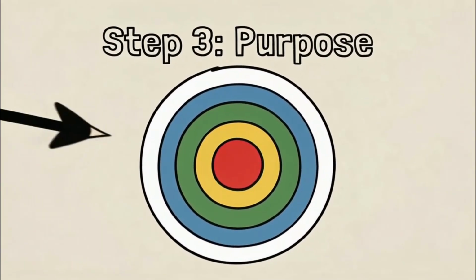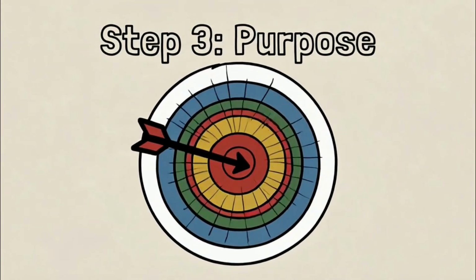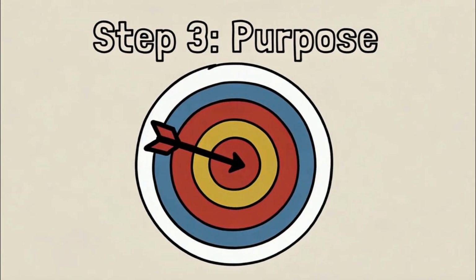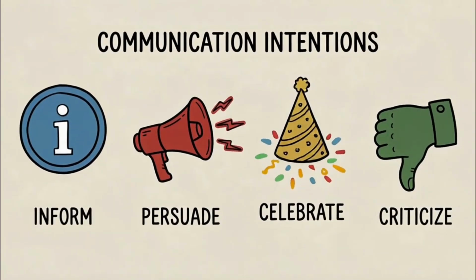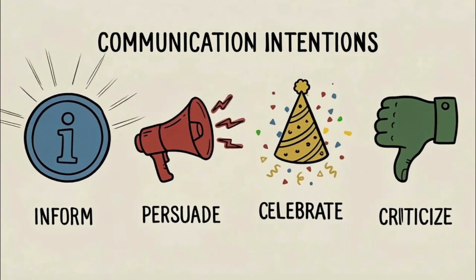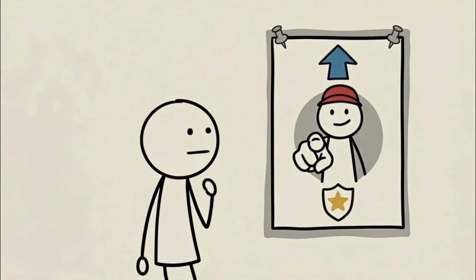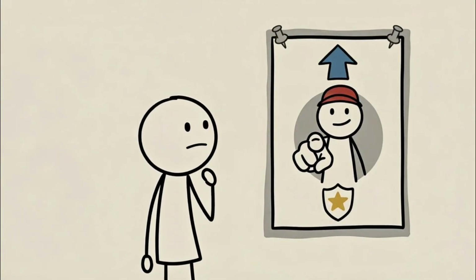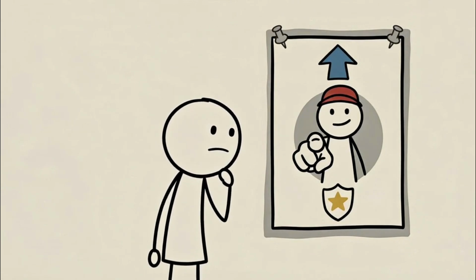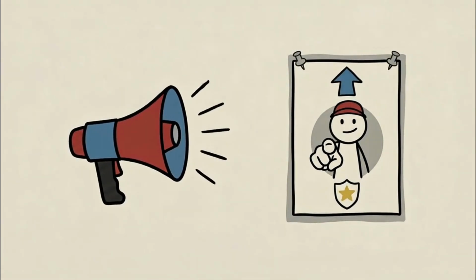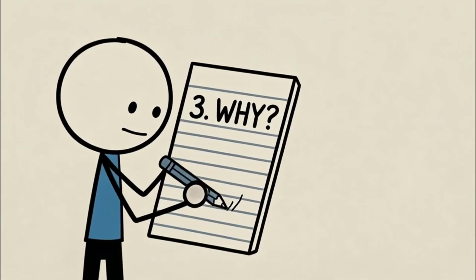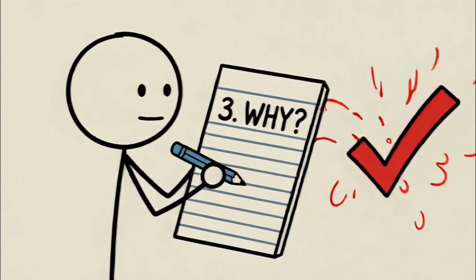Step 3. Determine the purpose. Now Bob asks, why was this made? Was the author trying to inform people, persuade them, celebrate something, criticize someone? Bob discovers a wartime recruitment poster. Suddenly, everything makes sense. The poster isn't just giving information, it's trying to convince people to join the military. Every source has a purpose. Bob adds clue number 3.